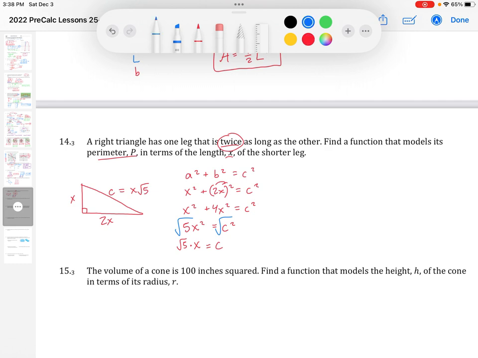All right, now to find perimeter, we're just going to add up all three sides. So I have this side here of x plus this side of 2x plus this hypotenuse, which is x root 5. And then I'm just going to go ahead and combine my like terms x and 2x. So the perimeter in terms of x is just 3x plus x times the square root of 5.